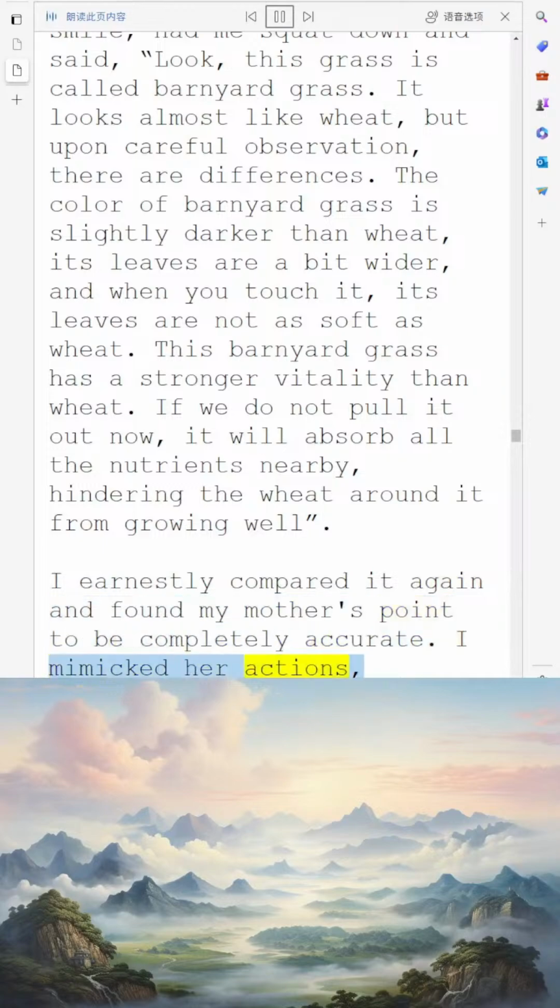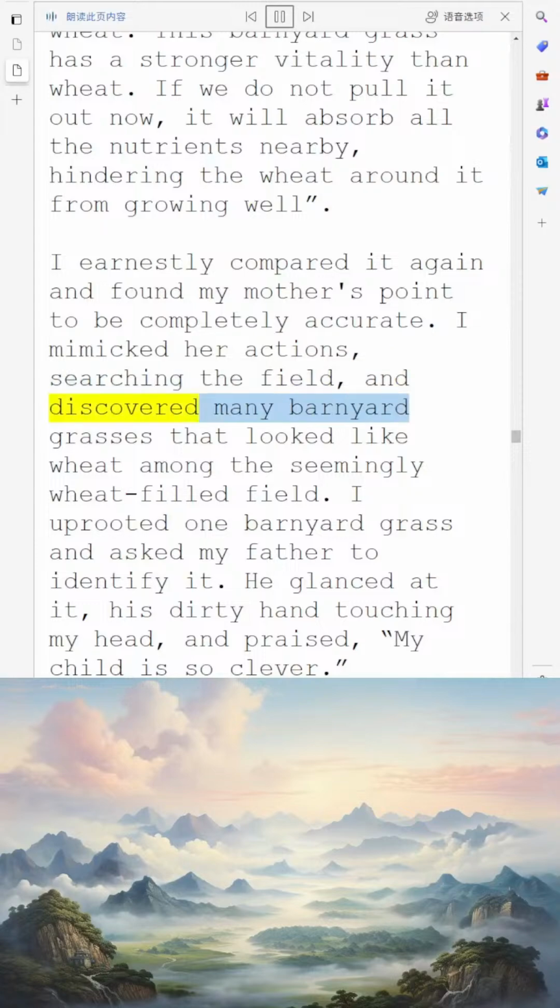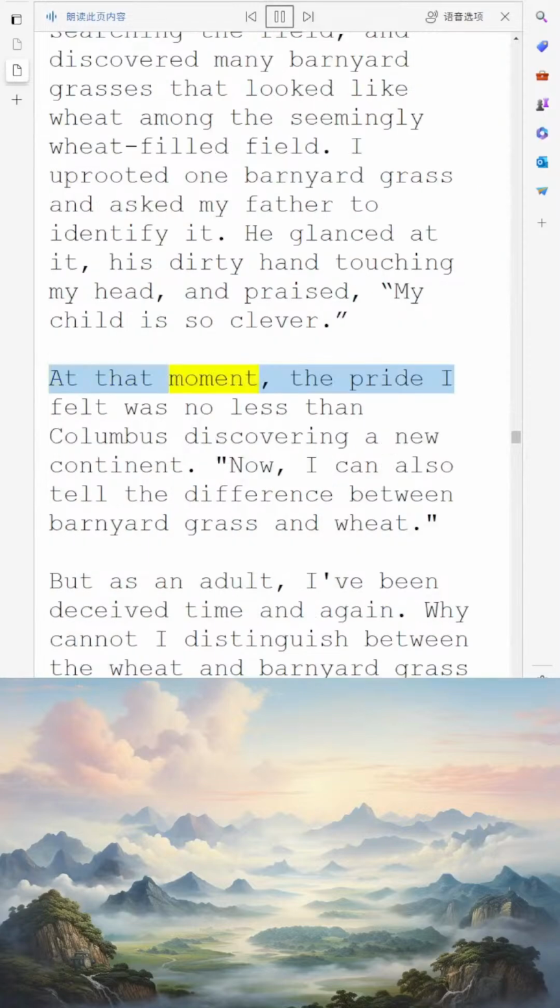I mimicked her actions, searching the field, and discovered many barnyard grasses that looked like wheat among the seemingly wheat-filled field. I uprooted one barnyard grass and asked my father to identify it. He glanced at it, his dirty hand touching my head, and praised, "My child is so clever." At that moment, the pride I felt was no less than Columbus discovering a new continent. Now, I can also tell the difference between barnyard grass and wheat.